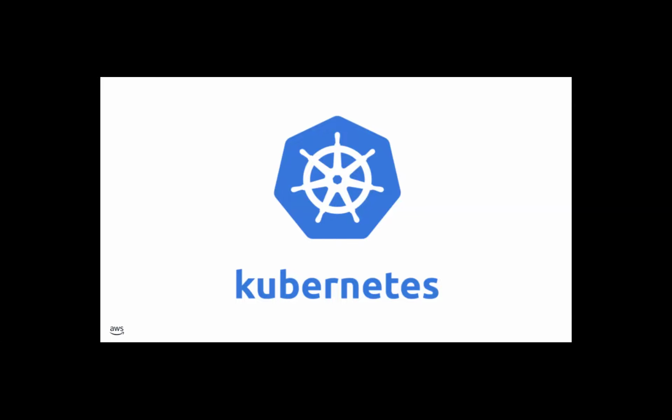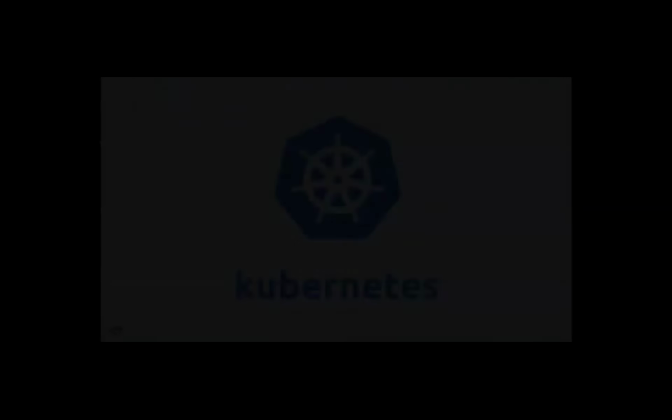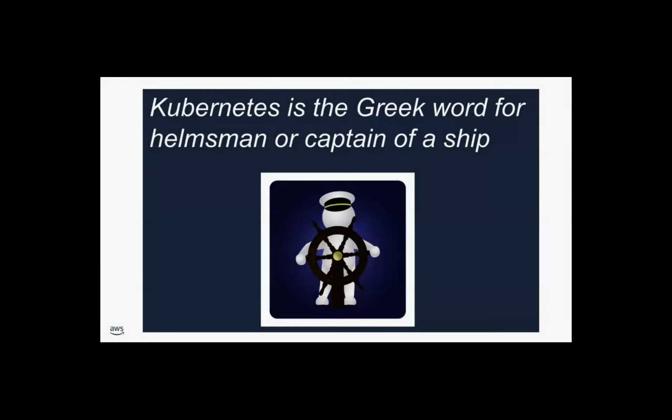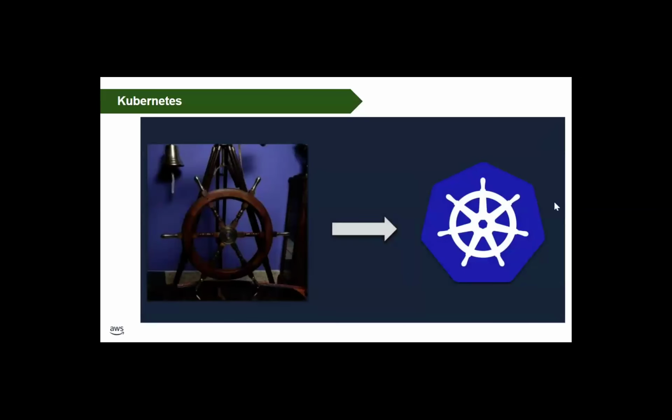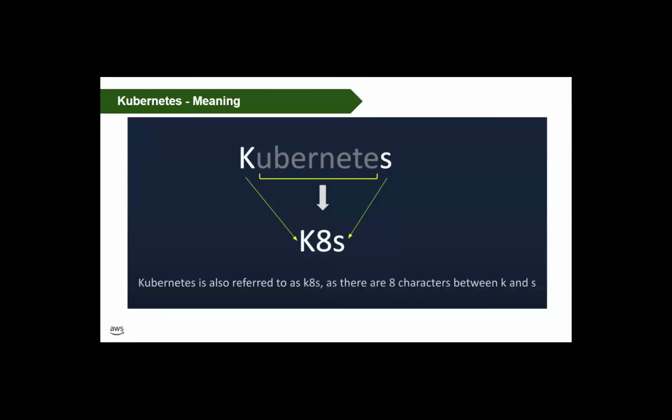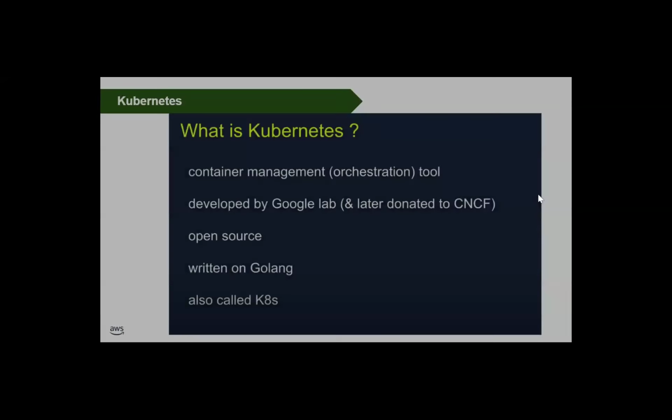No, it's a container orchestration tool. I told you, it's nothing but the captain of a ship. I told you the example, right? It's a Greek word for helmsman or captain of a ship. The Kubernetes symbol is like the wheel, the steering of a ship. We also call it K8s, as there are eight characters between K and S.